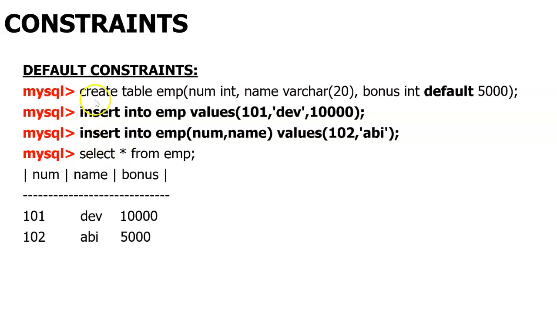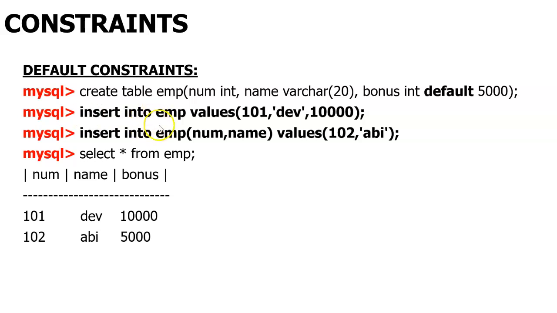Now see the first line for the default constraint: create table EMP. EMP is the table name. Num is your first column name with its data type, name is the second column with a character data type, and third is your bonus with its data type. For bonus, I'm giving a default constraint. So if you don't give any value for the bonus column, by default the value 5000 should be taken. Now we'll insert some values.